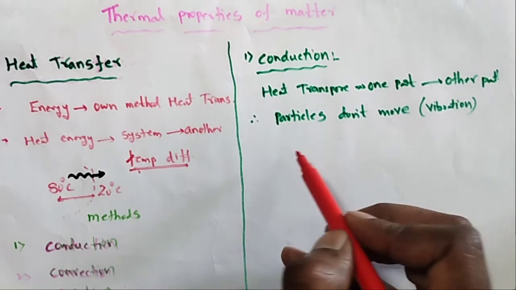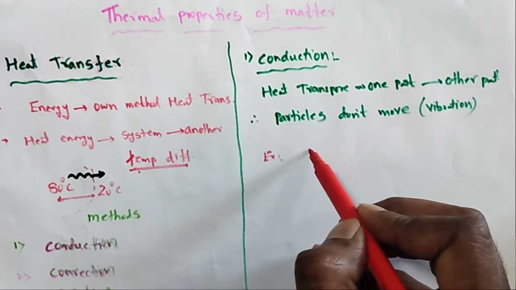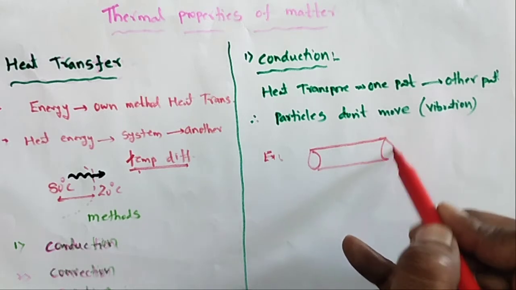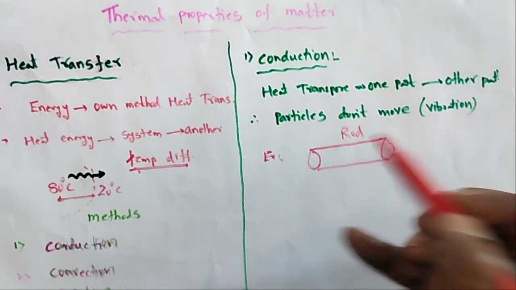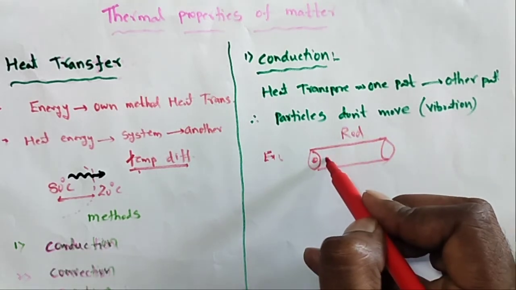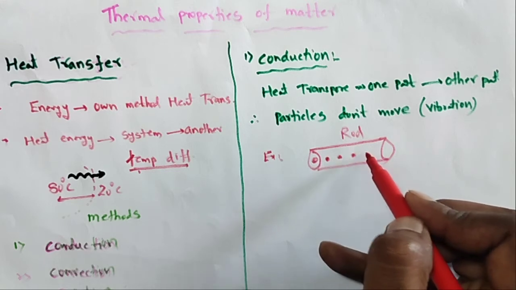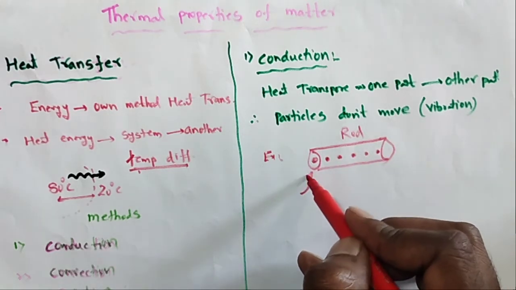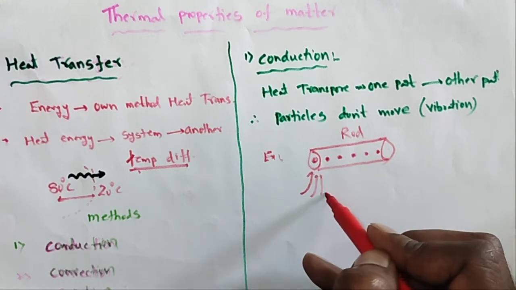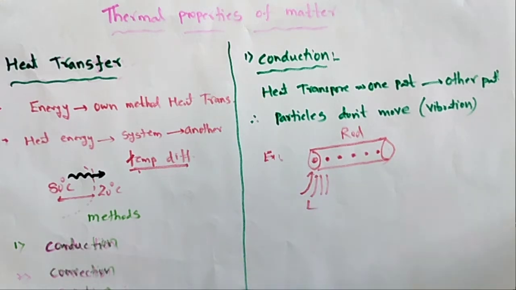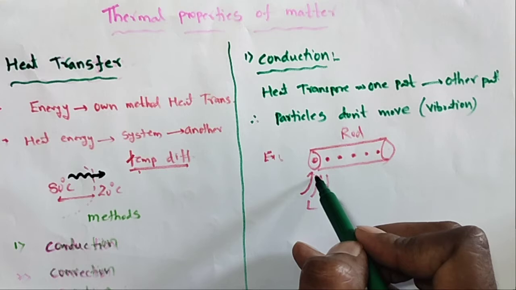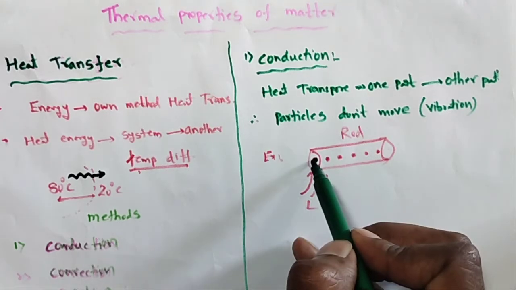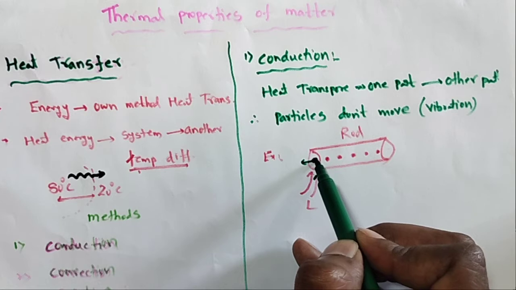For example, I am taking one rod. The rod has a number of particles, molecules or atoms. I give some amount of heat at one end, the left end, for example. The particles absorb this heat, gain the energy, and vibrate.